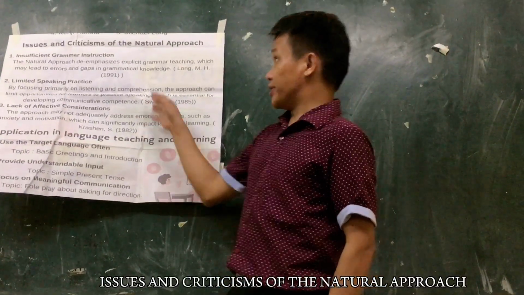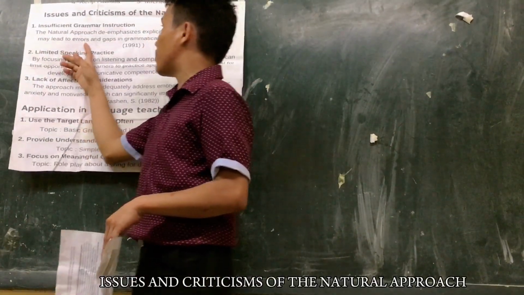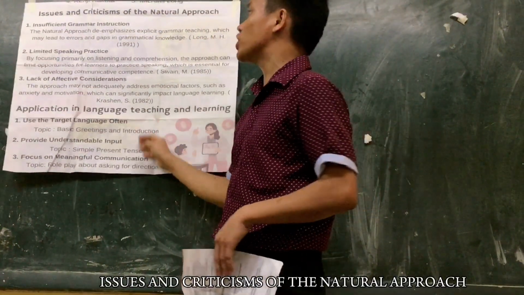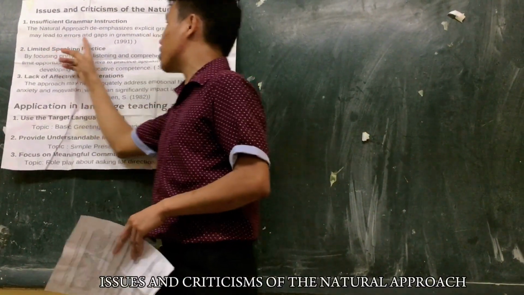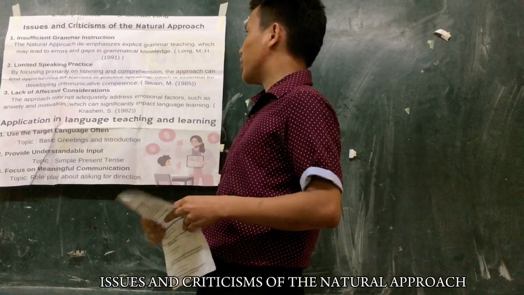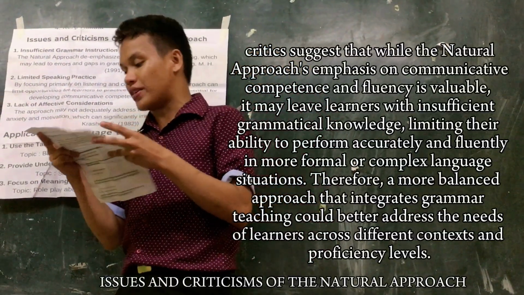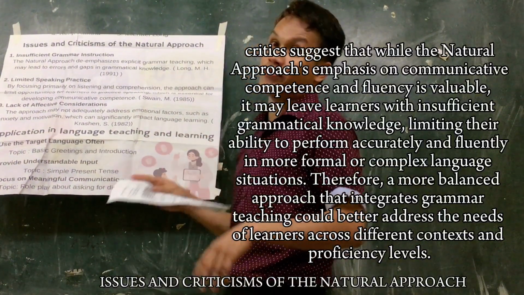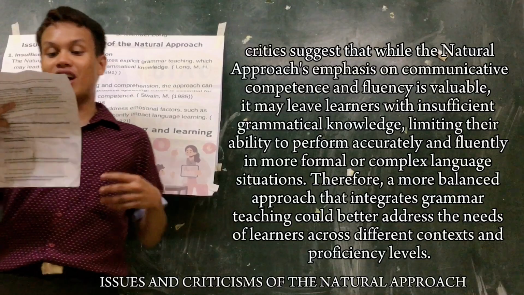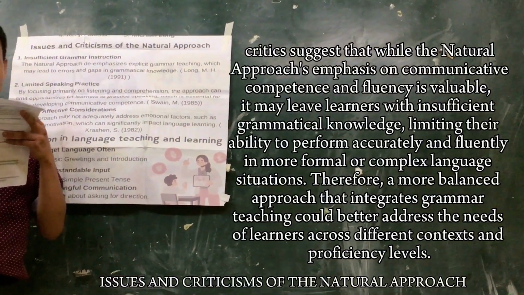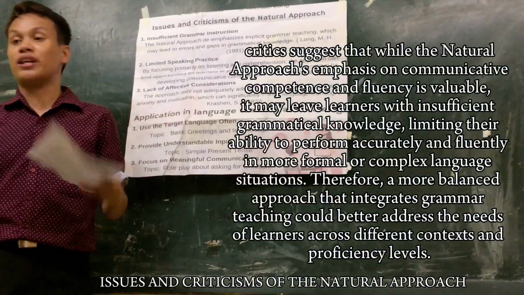Let's proceed to the issues and criticisms of the natural approach. First, we have the institution's grammar instruction. The natural approach de-emphasizes explicit grammar teaching, which may lead to errors and gaps in grammatical knowledge, according to Long in 1991. Critics suggest that while the natural approach's emphasis on communicative competence is valuable, it may lead to insufficient grammatical knowledge, limiting learners' ability to perform accurately and fluently in more formal settings, where grammar teaching could be better addressed.